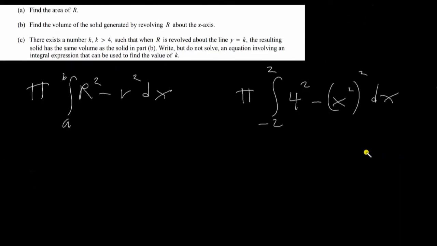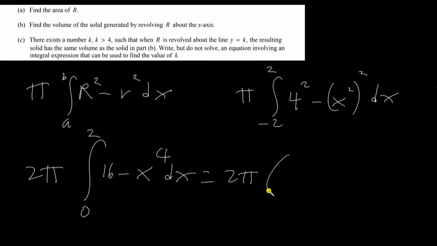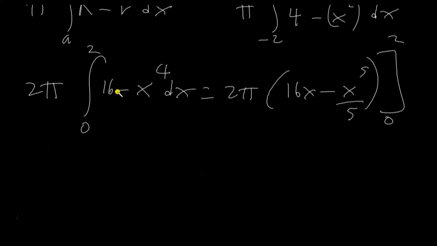And then we can use the same trick we did before by replacing one of the bounds with 0 and then putting a 2 in the front, because this is a symmetrical graph. From 0 to 2, well, 4 squared is 16, minus x squared squared is x to the 4th, dx. And then actually doing the integral now, we have 16x minus x to the 5th over 5. And then again, the bounds are 0 and 2. So now just plugging in, we're going to get 2 pi times 32 minus 2 to the 5th over 5.